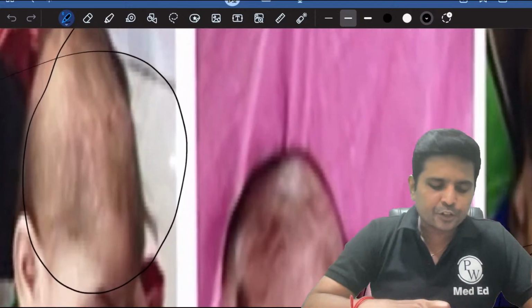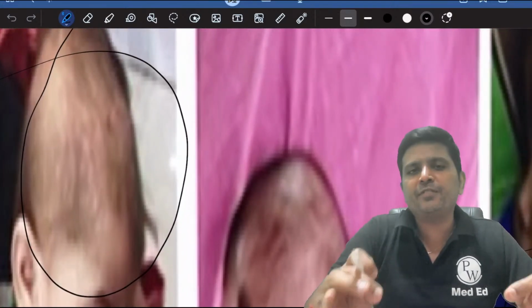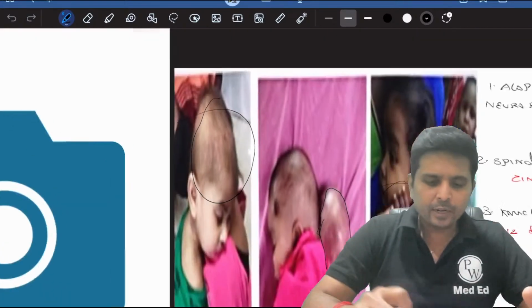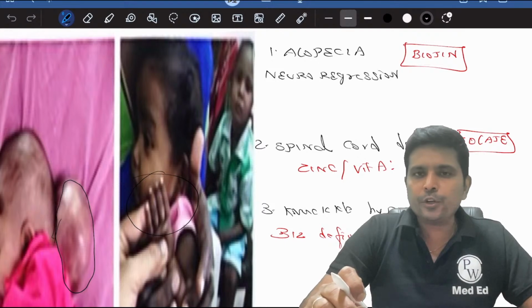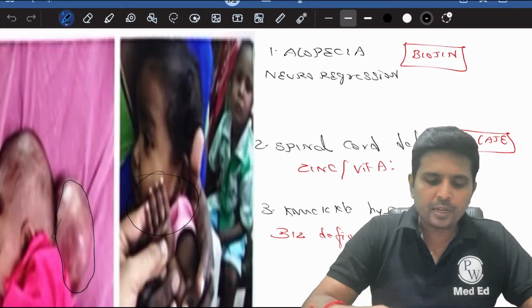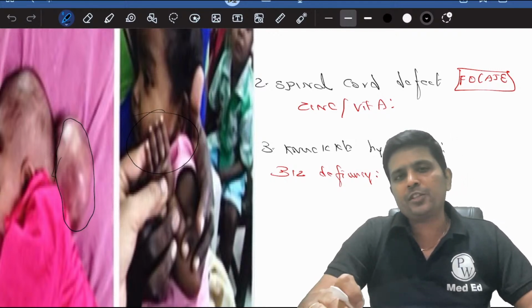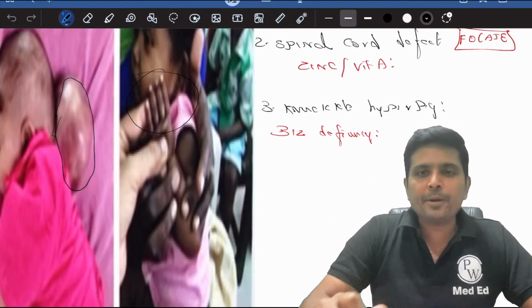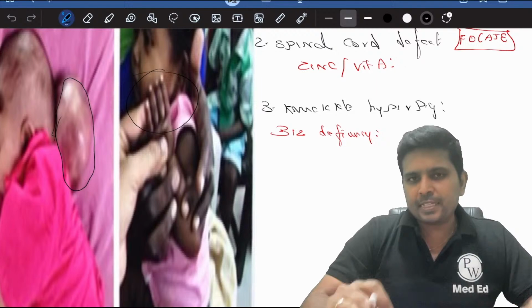Whereas when you have a child with alopecia and neuroregression, it is often due to biotin deficiency, right? Alopecia with neuroregression is biotin deficiency. Spinal cord defect is probably due to folate deficiency. Very rarely it can be due to zinc or vitamin A. And knuckle hyperpigmentation is a manifestation of B12 deficiency. Very often asked questions in your pediatrics examination.